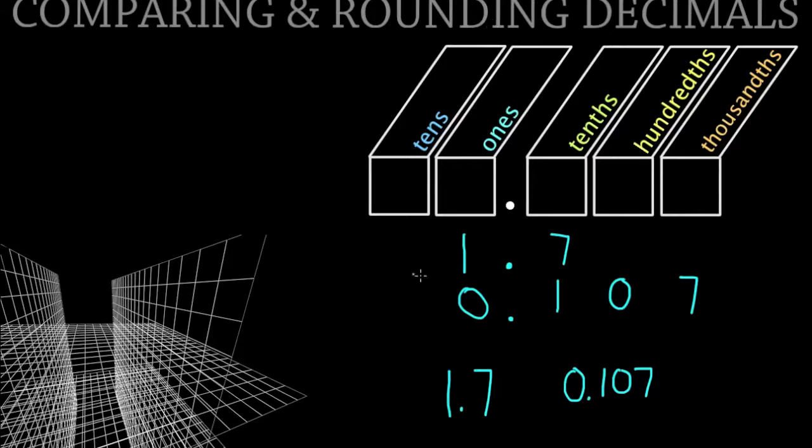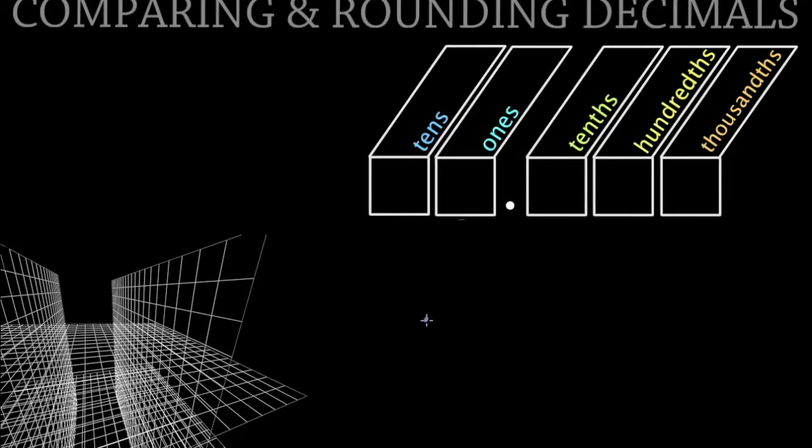So now you start at the furthest left, because these are the biggest, these are worth the most. You know, tens are worth more than ones, ones are worth more than tenths, tenths are worth more than hundredths, hundredths are worth more than thousandths. So we start right here, and you can see right away, without even looking too hard, 1 is bigger than 0. So 1 and 7/10 is greater than 107 thousandths. Let me show you one last one.